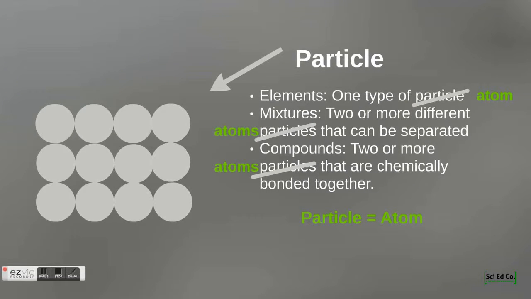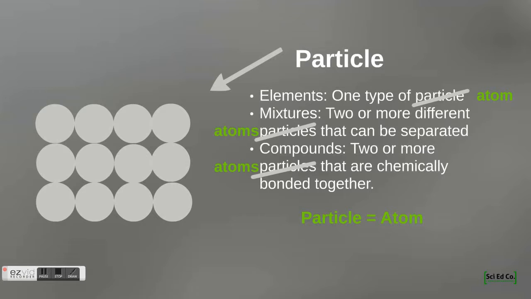Now, just to recap, you may remember that if a substance is made out of one type of particle, we call it an element. For example, a solid gold brick will only be made out of gold particles. Mixtures are substances that contain two or more particles that are mixed together. The important thing to remember here is that they can be separated. Finally, compounds are two or more different particles that are chemically bonded together. They can only be separated by a chemical reaction.